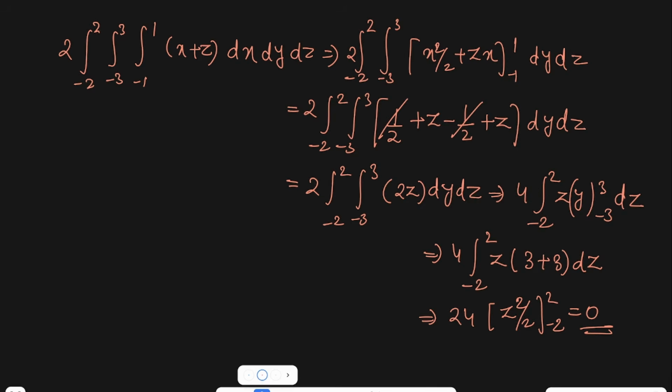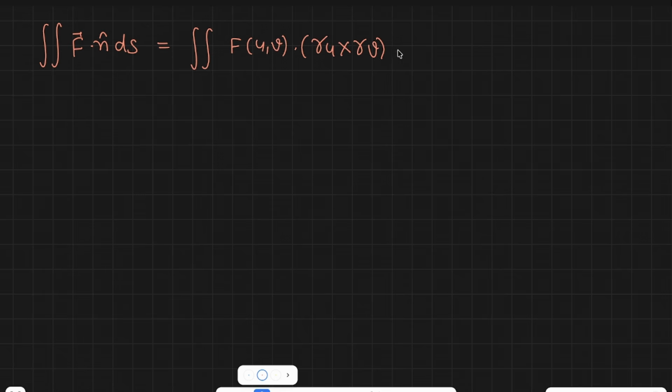Now let's begin with this problem. This is the surface integral of f dot n cap dS. The formula is double integral of f(u,v), then r_u cross r_v, du dv. Now let's begin with face 1, but before going to that, you have to consider x equals u, y equals v.